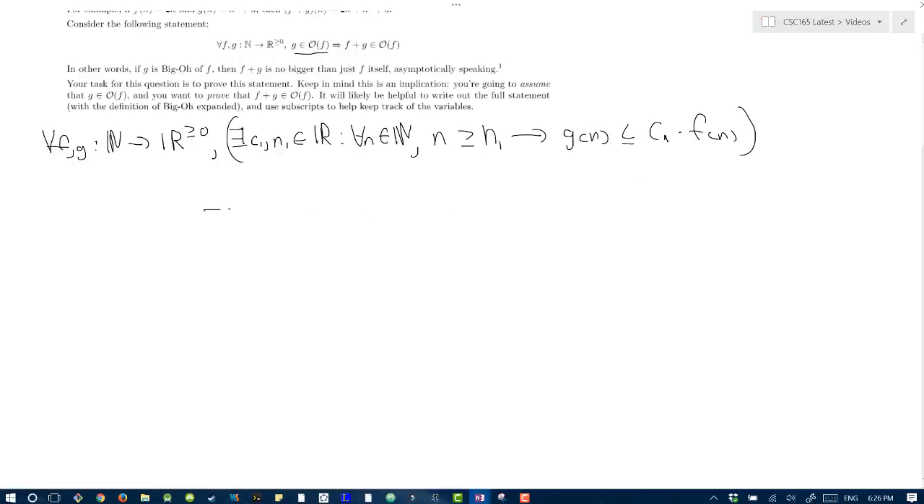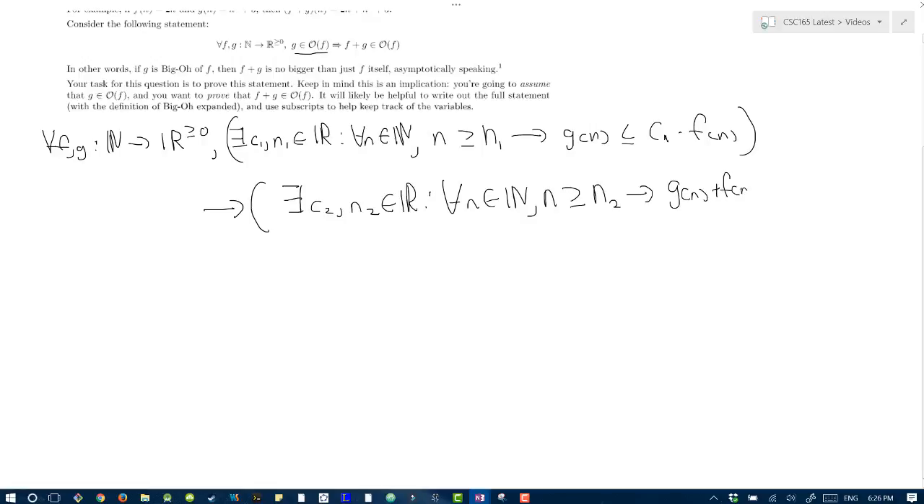Then we have implies, and then same thing really. We just have c2, n2, part of the real numbers, for any n such that n is larger than or equal to n2. Then finally, we want to make sure we get this right: g of n plus f of n is smaller than or equal to c2 times f of n. Okay, so now that we have this, let's prove it.